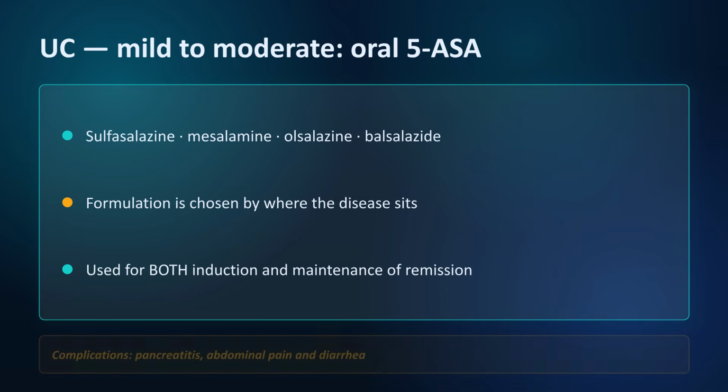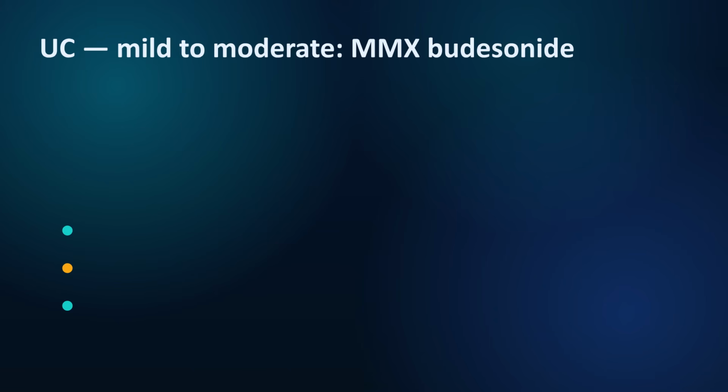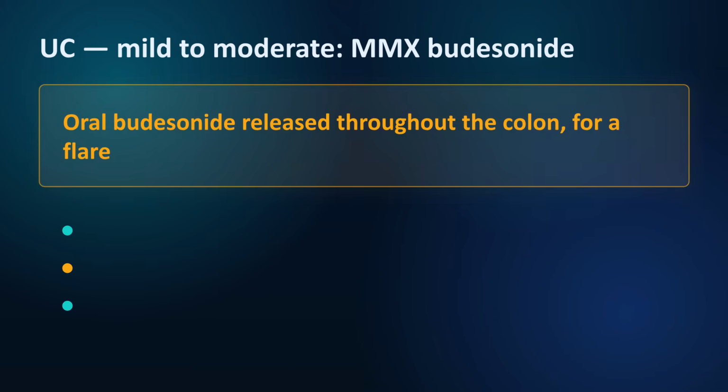Complications to counsel on: pancreatitis, abdominal pain, and diarrhea. Sulfasalazine additionally requires folate supplementation. It interferes with folate absorption. The other option at mild to moderate is MMX budesonide. This is oral budesonide formulated to be released throughout the colon, and it is used for a flare.